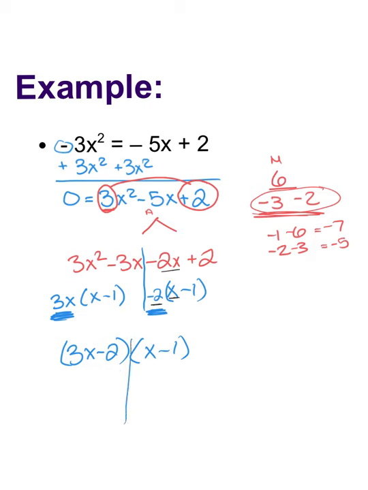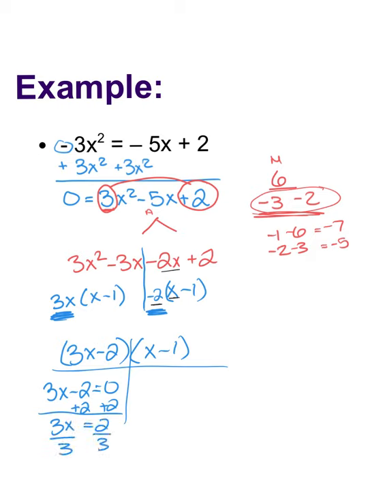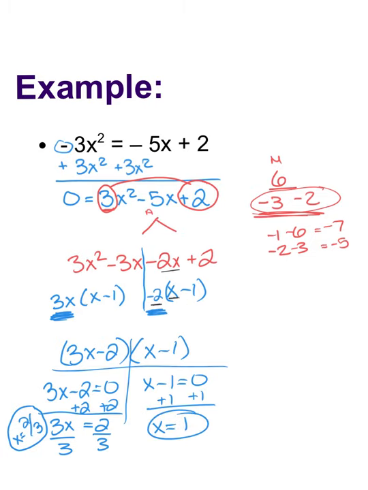Once again, I want a T-chart so that I can solve them. Here I have 3x minus 2 equals 0. I'm going to add 2. And in this case, I have to actually do one extra step because there's a 3 in front of the x. So on the left side there, I get x equals 2/3. That's one answer. And over here, x minus 1 equals 0. If I add 1 to both sides, I get x equals +1. So again, those are my two answers.